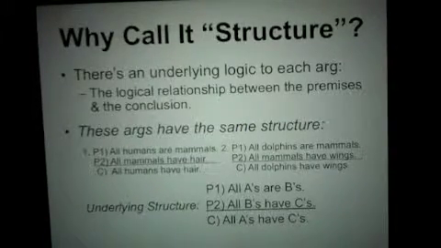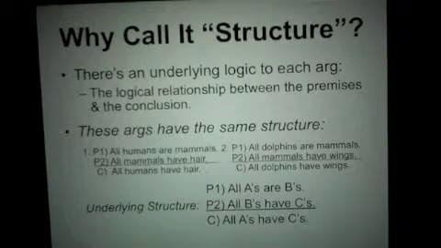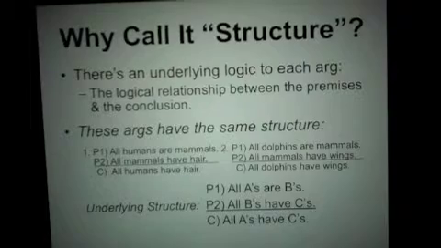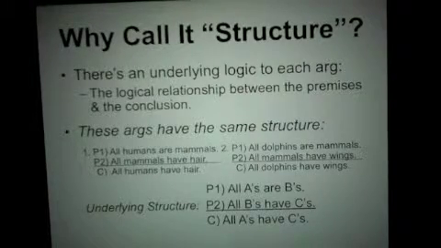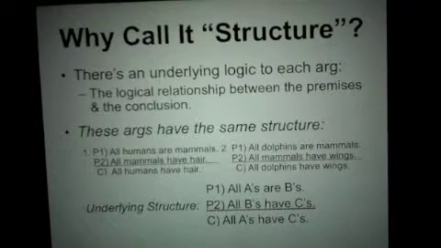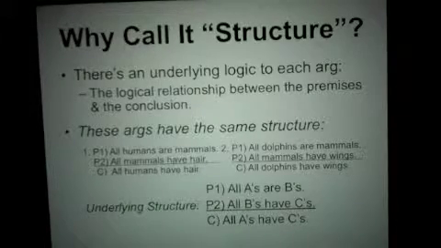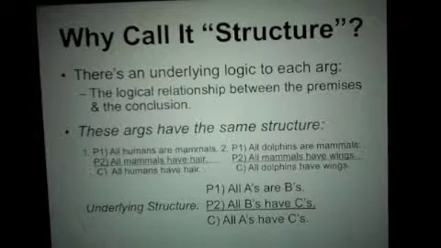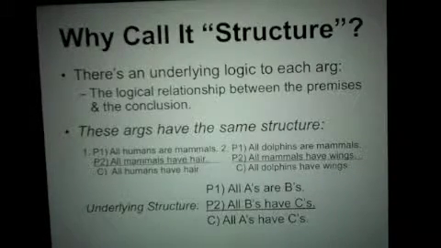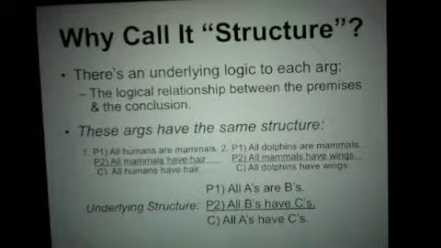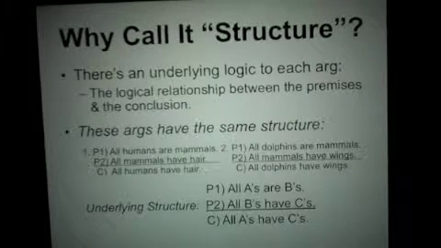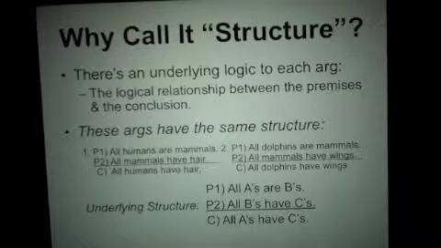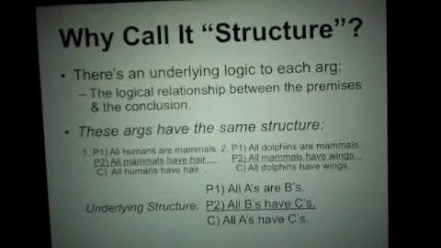And first things first, I want to explain why I refer to this as the argument's structure. So the handout says there's an underlying logic to each argument, that is the logical relationship between the premises and the conclusion. And arguments will have the same structure, even though there are some other differences between arguments. Arguments might wind up having the same underlying structure.